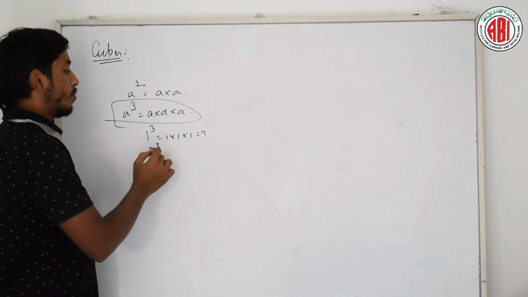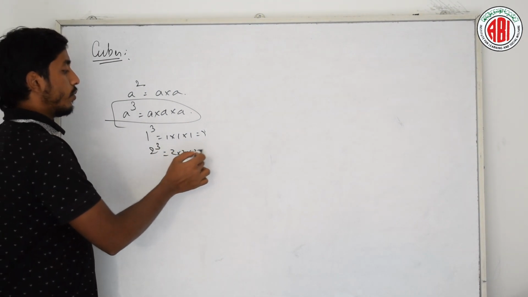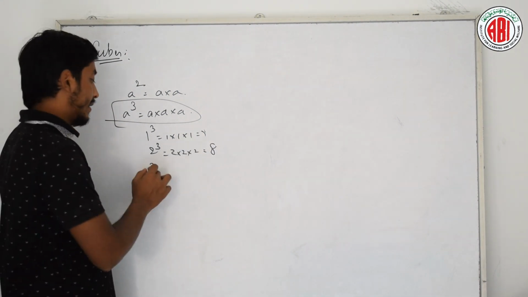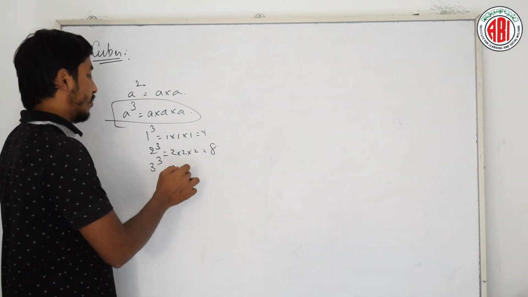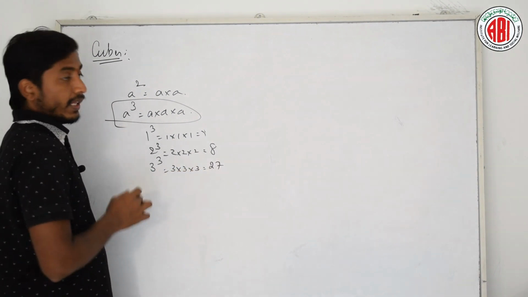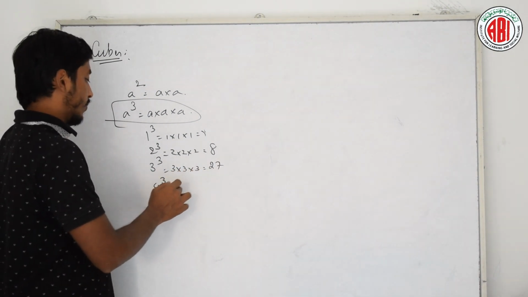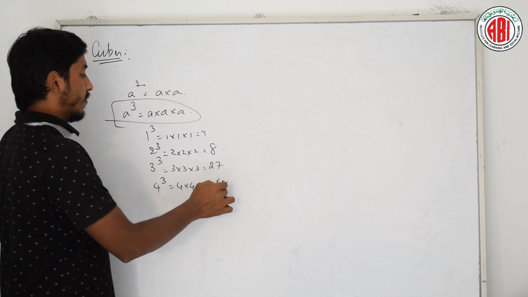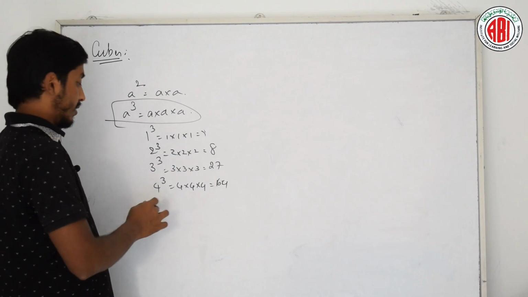If it is 2 cube, 2 into 2 into 2, that is 2 2s are 4, 4 2s are 8. And the next, 3 cube, 3 into 3 into 3, 3 3s are 9, 9 3s are 27. Then 4 cube, 4 into 4 into 4, that is 64. 4 4s are 16, 16 4s are 64.